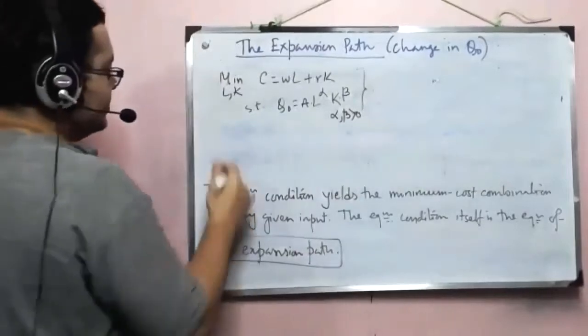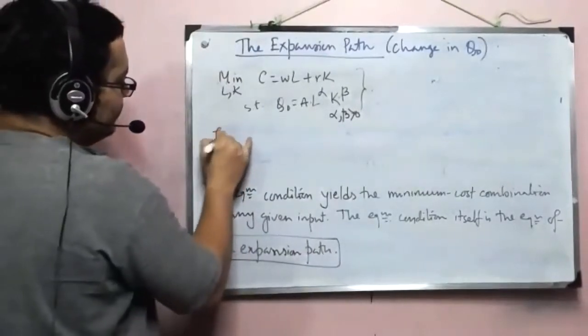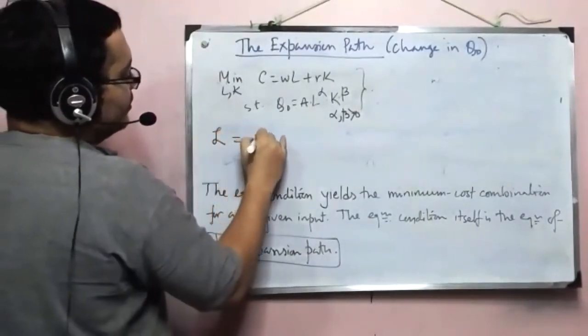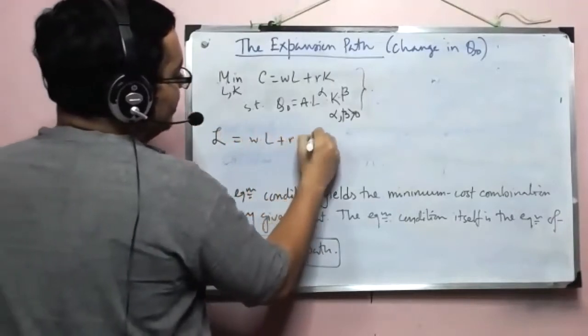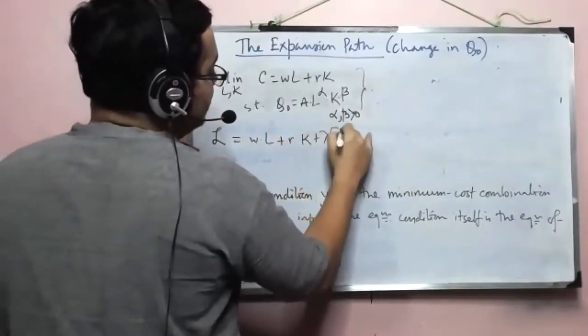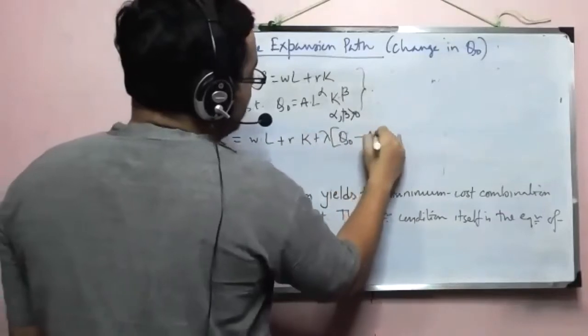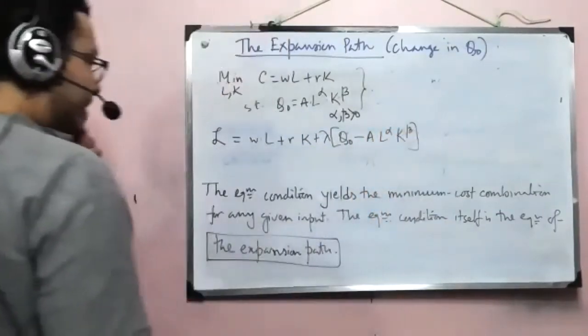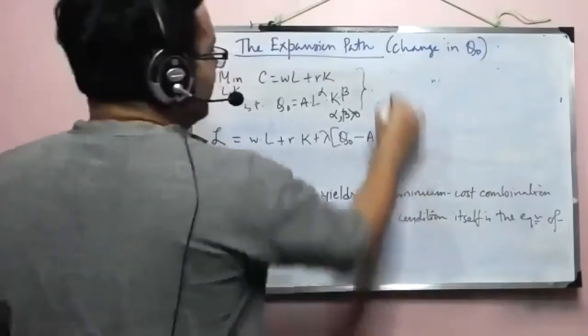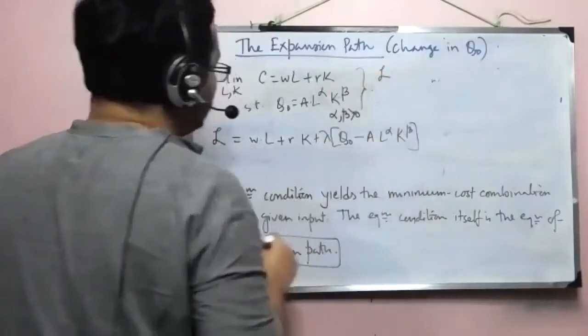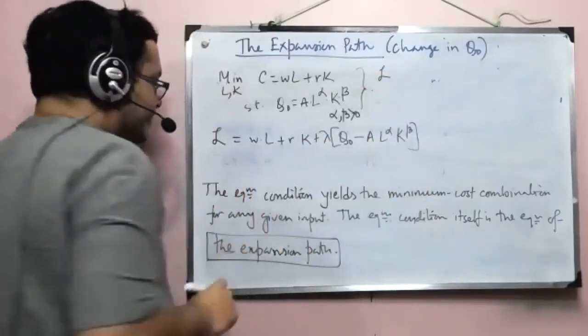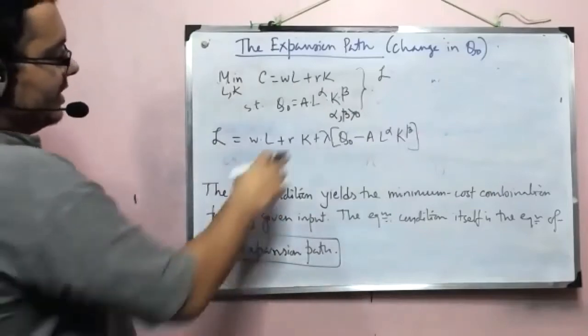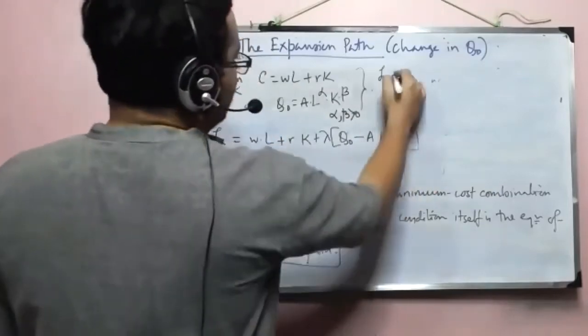So let's construct the Lagrangian: WL plus RK plus lambda into Q naught minus A into L to the power alpha K to the power beta. Okay. For the equilibrium condition, we don't need to differentiate the Lagrangian with respect to lambda. So we'll just do two.